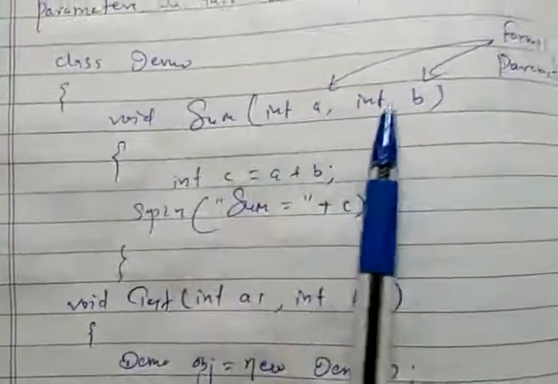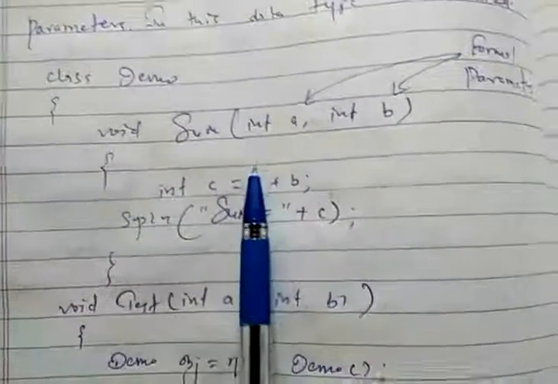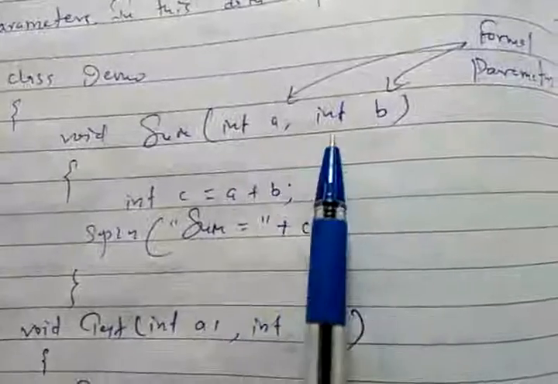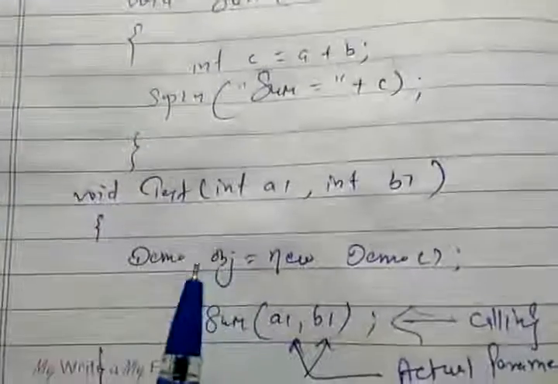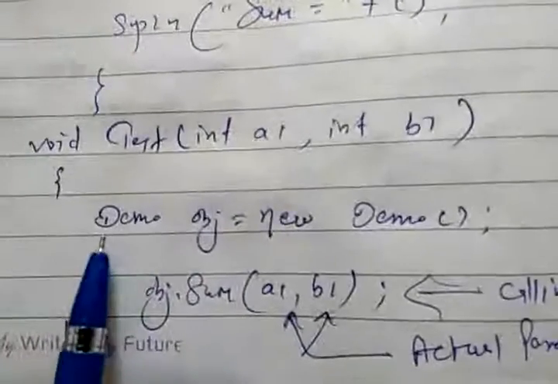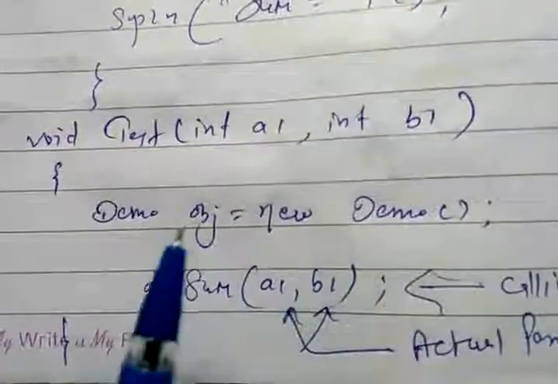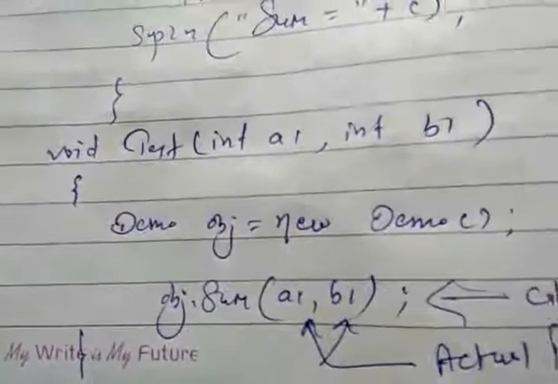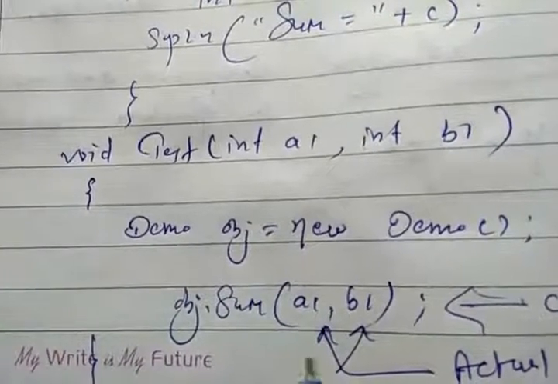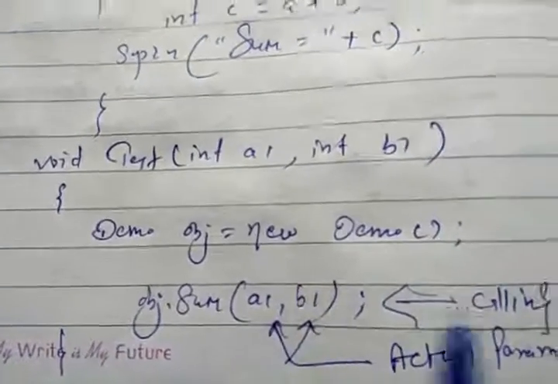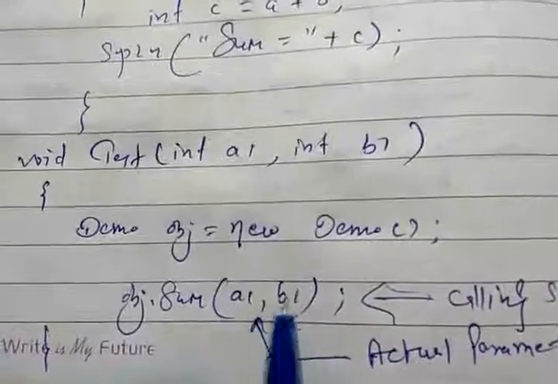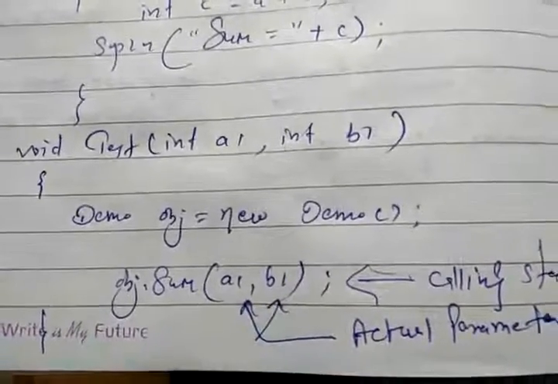Now see this example, class demo. Here is the function void sum(int a, int b). This is the definition of the sum function. Here a and b have data types, so these are called formal parameters. And there is another function, void test(int a1, int b1), where we are making the function call. First you have to create an object of the class: demo obj = new demo(). This is the statement for creating the object, and we are calling the function obj.sum(a1, b1), passing the parameters a1 and b1. This is the calling statement or invoking statement. So here a1 and b1 are the actual parameters.